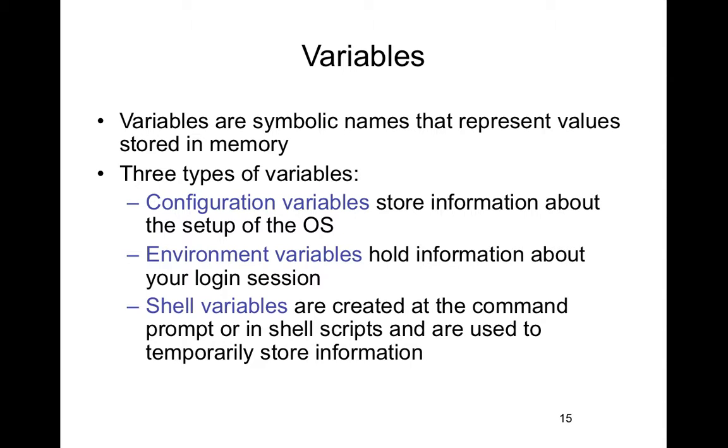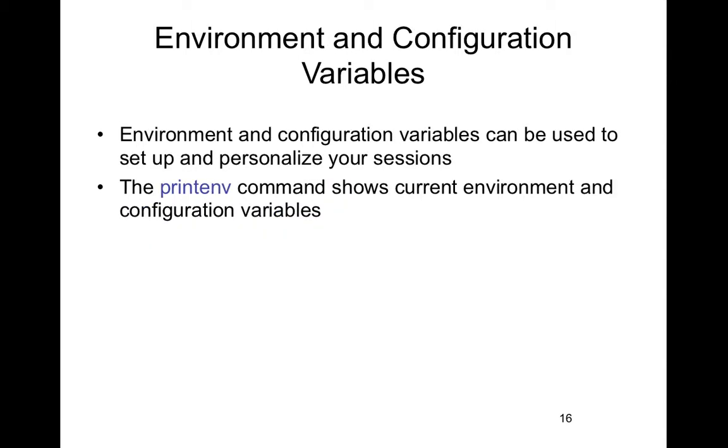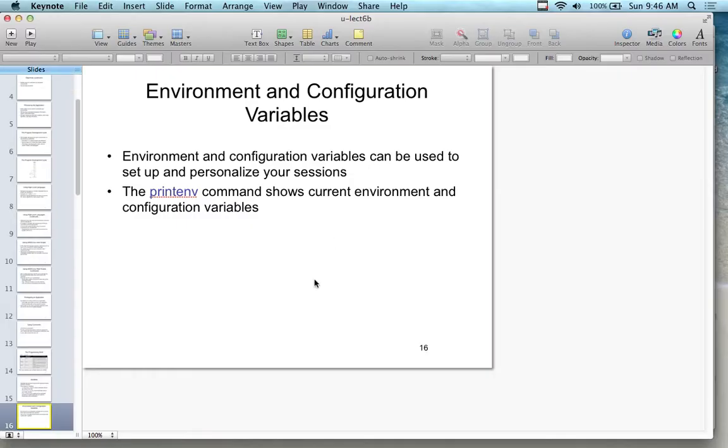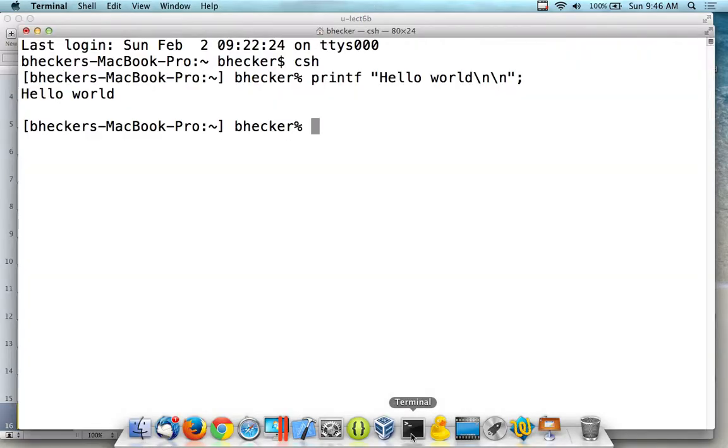The admin sets them, puts it on your account. Environment variables hold information about the login session, only per session. And then we have the shell variables, created on the command prompt or in the shell scripts and used to temporarily store data. So environment and configuration variables are the most popular type. You get that if you type in printenv. So if I type in printenv, I'm going to see everything I've got in my system here.